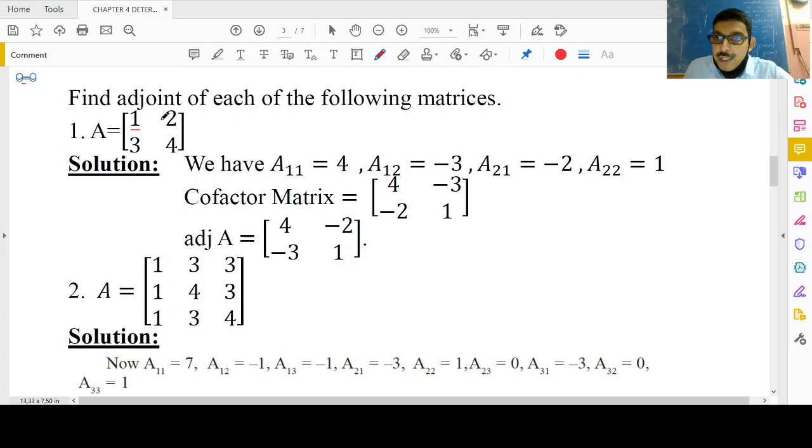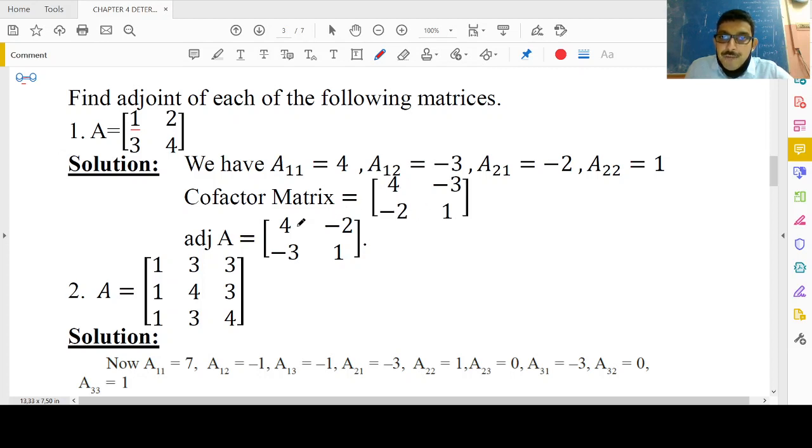Now A12: delete the first row and second column, so it will be 3, but since 1 plus 2 is an odd number, the cofactor will become minus 3. Similarly, A21 will become minus 2. Delete the second row, first column, 2 will come. That is, 2 is the minor, so minus 2 will be the cofactor. And for A22 it will be 1, the cofactor by deleting the second row, second column. So the cofactor matrix will be 4, minus 3, minus 2, 1.